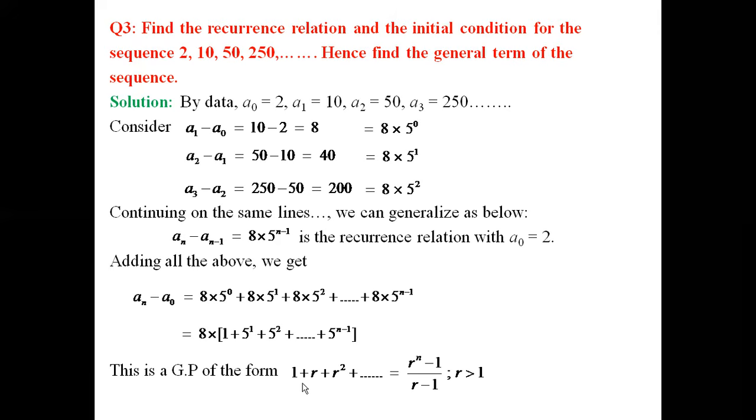So let us apply this geometric progression formula, r power n minus 1 divided by r minus 1, for the expression 1 plus 5 plus 5 square etc. up to 5 power n minus 1. On comparison, the r value is equal to 5. Substituting, we get an minus a0 is equal to 8 into 5 power n minus 1 divided by 5 minus 1. We just have substituted that r value as 5 here.